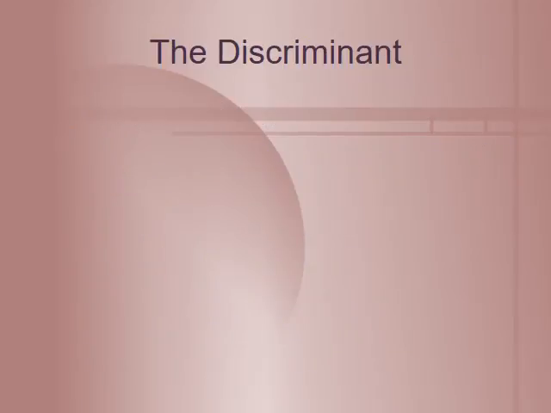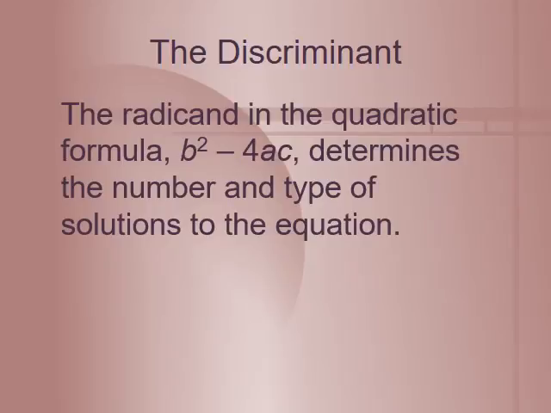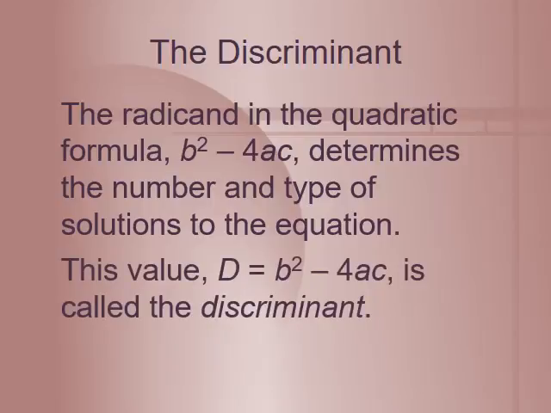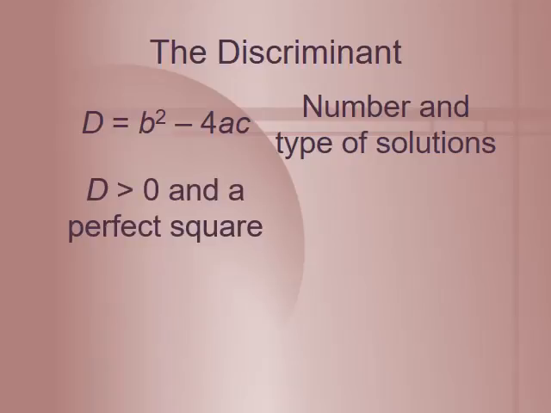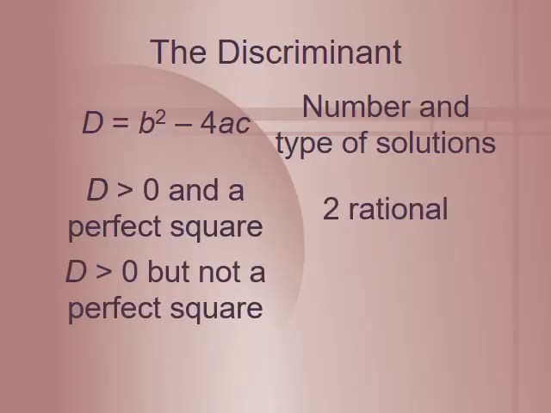Okay, let's look at the discriminant. It tells us some information. It's what's inside the radicand, the b squared minus 4ac. And when you look at the discriminant, it can tell you how many solutions there are for a problem. If it equals something greater than 0 and it's a perfect square, then there's going to be 2 rational answers. If it's greater than 0 but it's not a perfect square, then there are going to be 2 irrational answers. That means there's going to be a radical left in the answer.